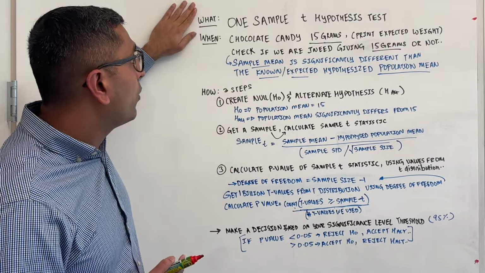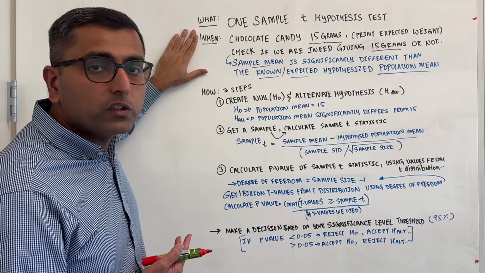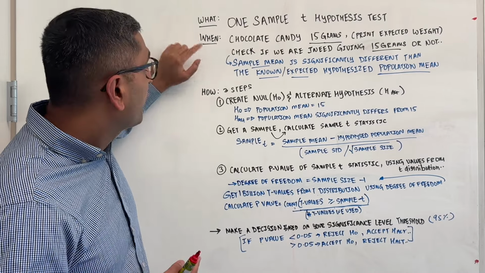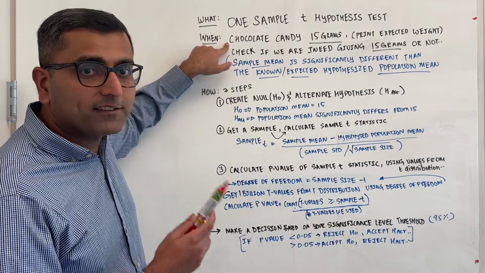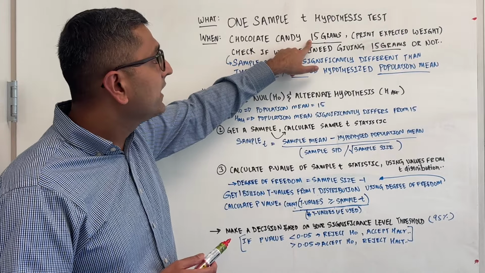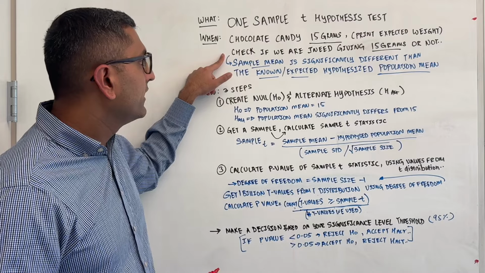So we went through some really good examples of when we can use a one sample T hypothesis test. So let's pick one. I said, hey, let's say there's a chocolate, and the chocolate is in this case weighing 15 grams, is what you have printed, and you expect that you are indeed giving your customers 15 grams of chocolate because they're paying for it.